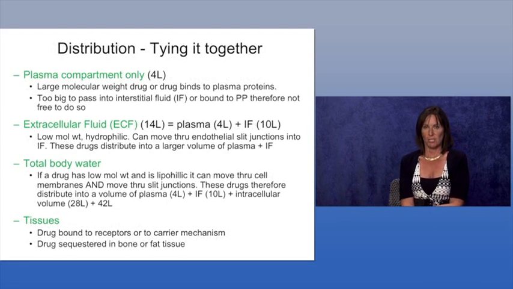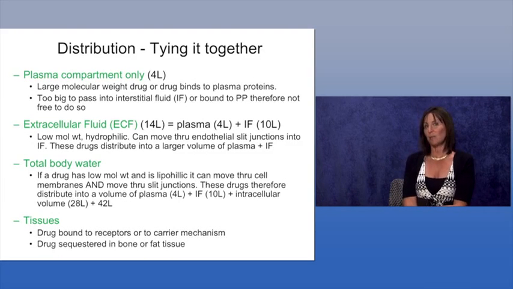So let's tie distribution together once and for all. Plasma compartment is 4 liters. If a drug is contained within the plasma compartment, using what we know about the determinants of distribution, we could imagine that the drug would have a large molecular weight, or that the drug is heavily bound to plasma proteins, thereby containing it within the plasma compartment. That the drug is too big to pass into the interstitial fluid, or is bound and therefore not free to do so. Let's say another example, that the drug has disseminated into the ECF, i.e. the plasma plus the interstitial fluid.